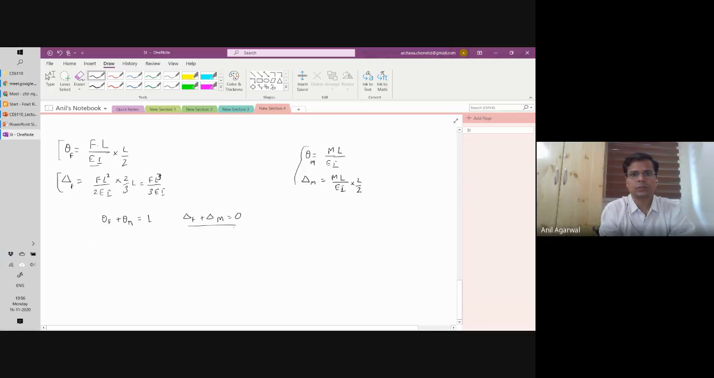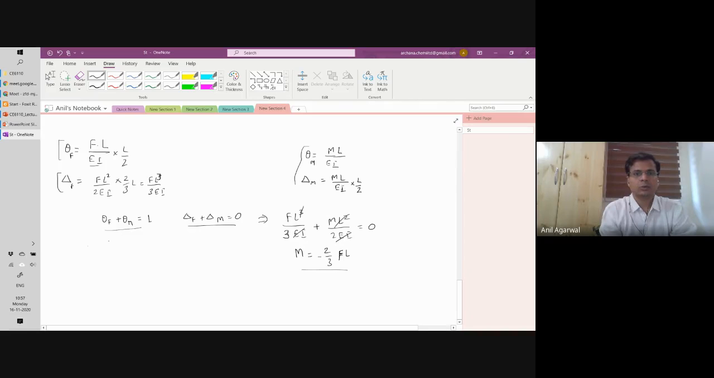So let me first solve this one. Delta f plus delta m: f l cube divided by 3ei plus m l square divided by 2ei equals 0. So my m will be equal to, this ei will cancel out, m will be equal to minus f l by 3, 2 by 3 f l. Is that correct?